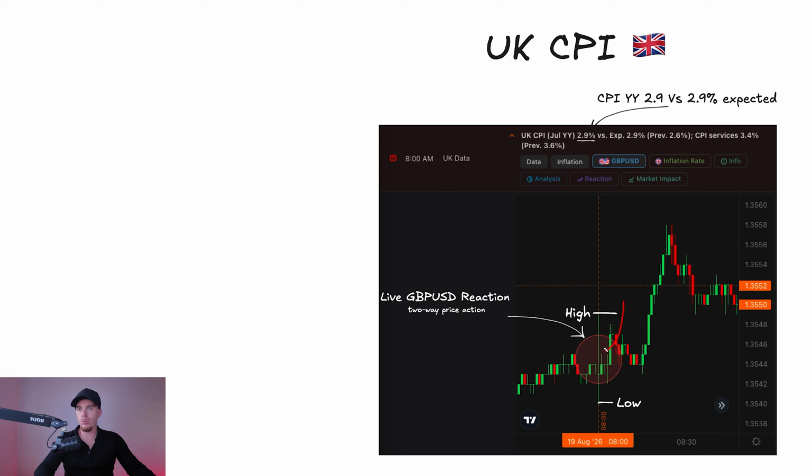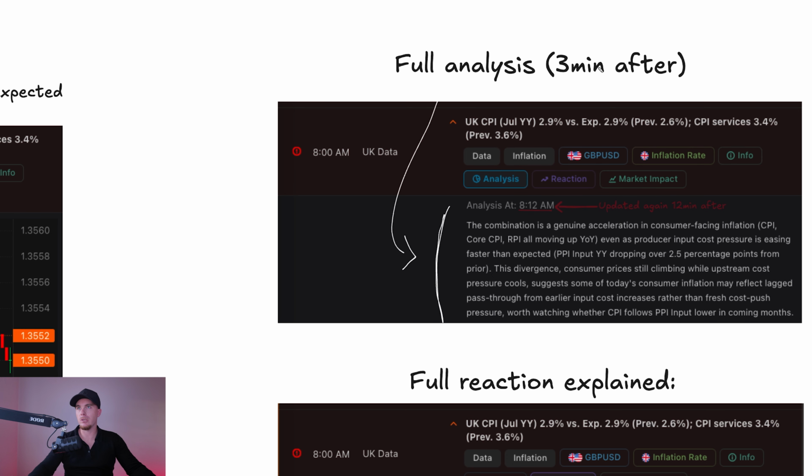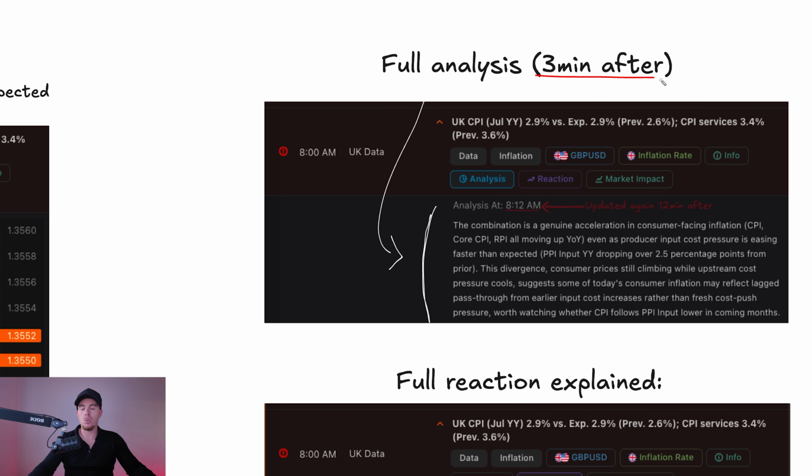And you can see the live reaction on Prime Terminal. So you have the data and you have the live reaction. And if you look after, GBPUSD went up. Now, if you look closely, you have the full analysis just here, okay? Less than 3 minutes after, which is definitely enough to make the most of it and catch the move. Because as a trader, you need to act fast. You need to be the fastest trader.